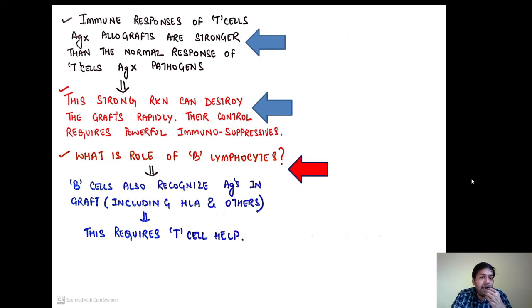Now one important question is, what is the role of B lymphocytes? Remember, the B cells also recognize the antigens which are present in the graft, including HLA and others, and this recognition by the B cells requires T cell help.